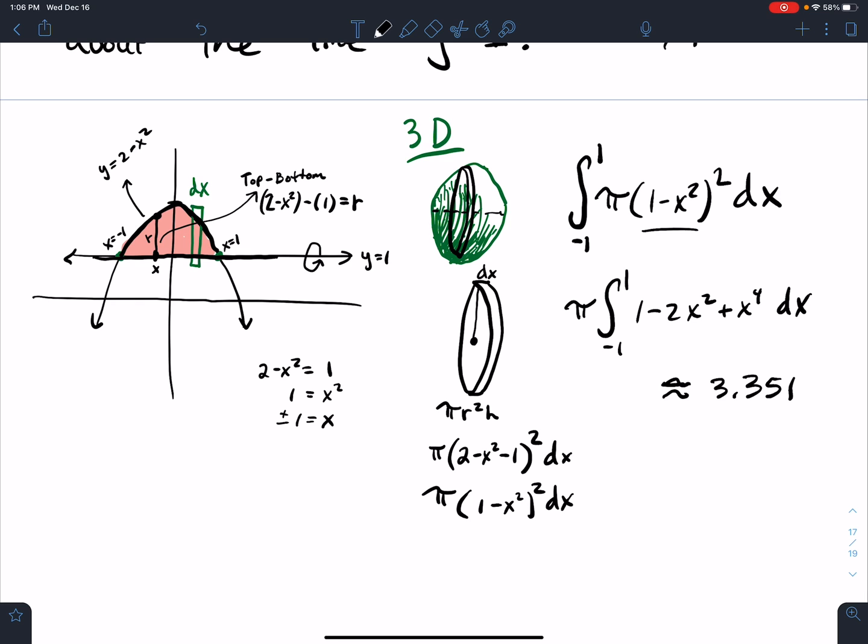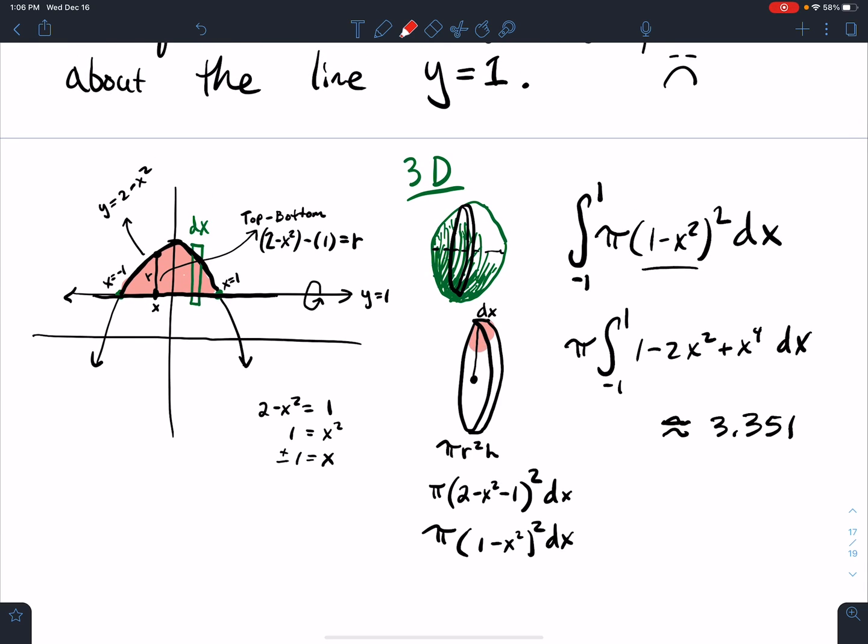So really, I always think back to what is my basic shape that I'm trying to add up, and then how do I find that radius when I'm thinking about the disc or the washer, right? And so I'm always thinking like top minus bottom. So you see, this problem ended up being a very different problem because that distance from where we were rotating about changed from the x-axis to the line y equal to 1. So you got to be careful in how you set up the problem and then how you integrate.